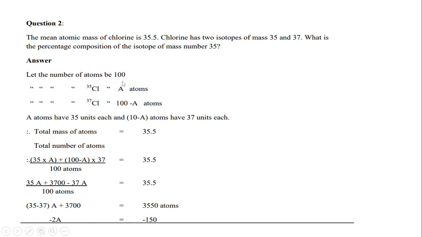Now after doing that, we can say let the percentage composition of the chlorine atom of mass 35 be A. If this is A, then definitely the other one will be 100 minus A, which indicates that when A is added to 100 minus A, we get 100. So A atoms have 35 units each, and 100 minus A atoms have 37 units each. So we've actually gotten our setup.